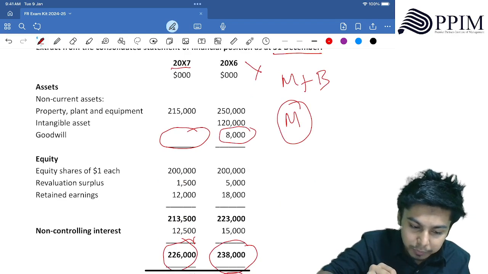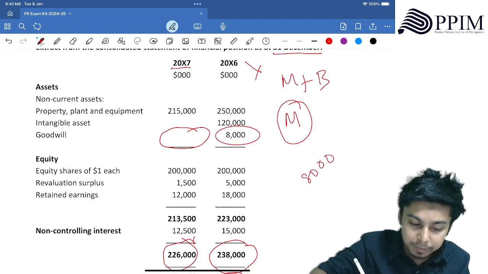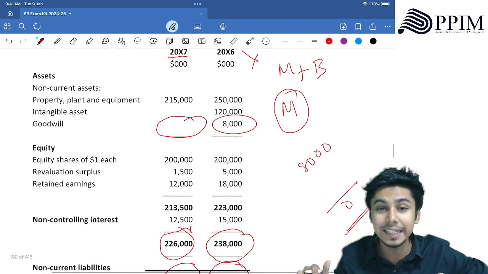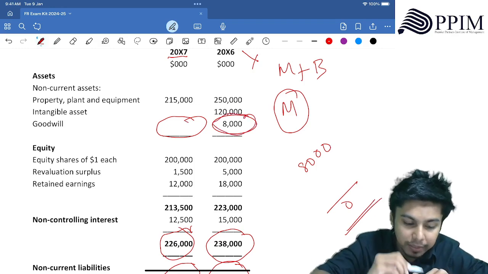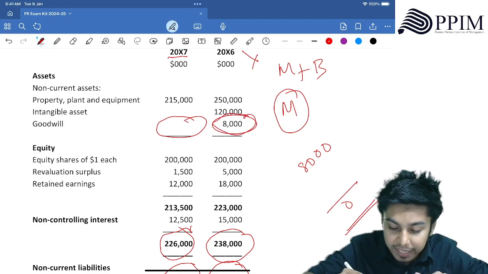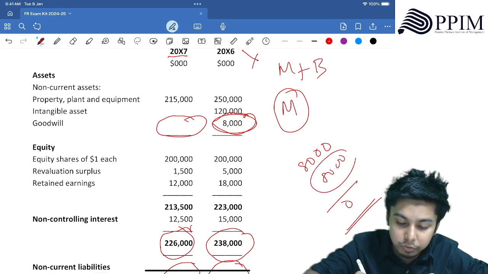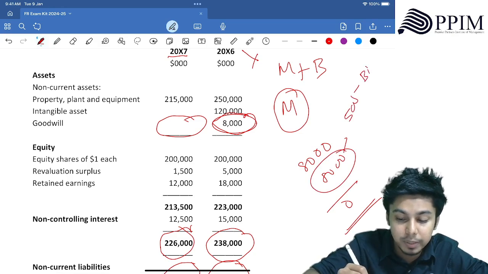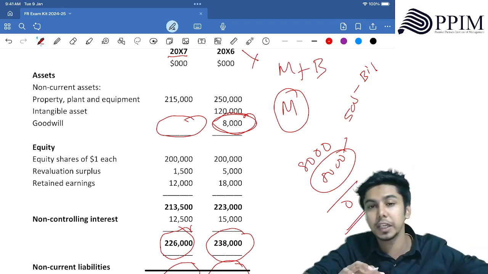When I started the question, my goodwill is how much? 8 million. But when I finish the question, my goodwill is 0. That means, guys, what happened to that goodwill? The goodwill has been completely impaired. Okay, but you should understand that of this 8 million impairment, 500,000 is related to Bilston. You calculated that 500,000. The remaining impairment relates to other subsidiaries.